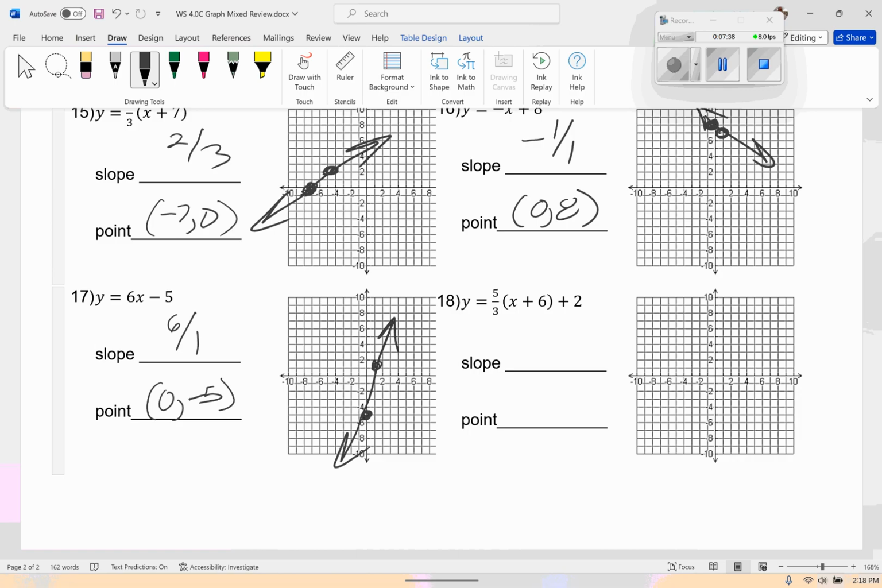Point on number 18: negative 6, 2. Negative 6, 2. And then 5 over 3 is my slope. Very good. Up 5, right 3. Connect the dots. La-ti-da. That is what it looks like. Okay?